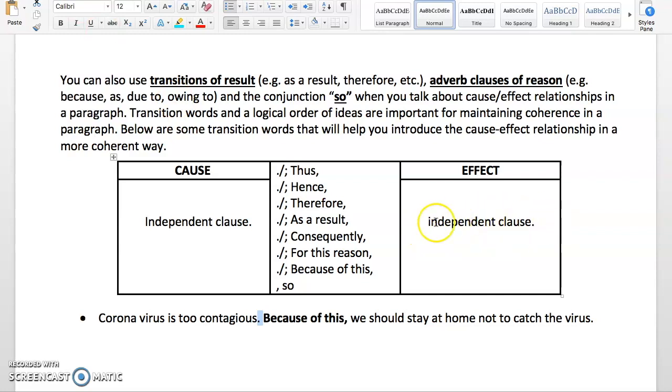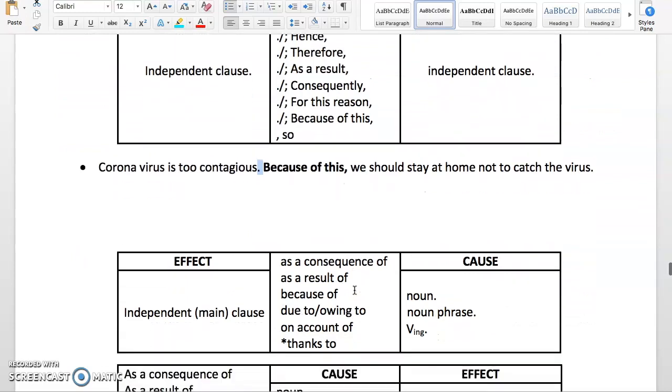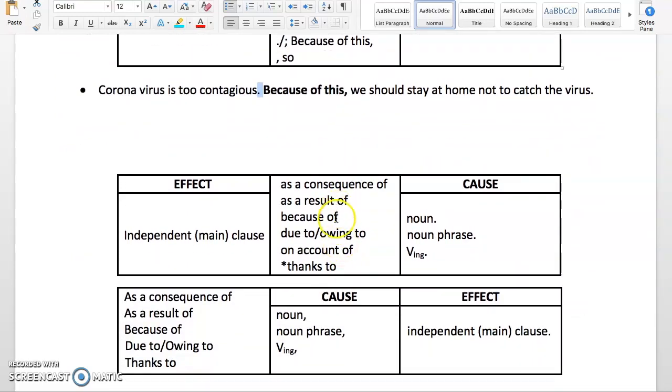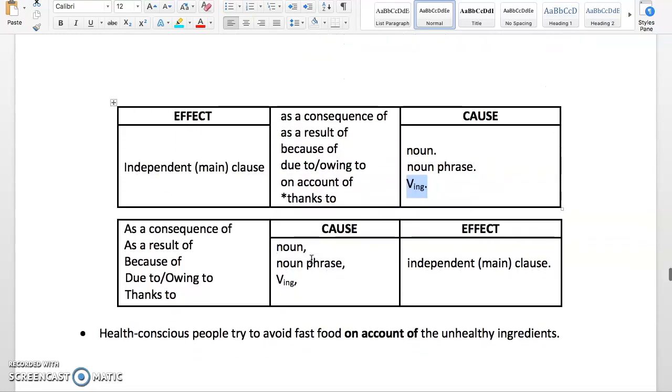We use full sentences after these structures here, but we also have these which have similar meanings, but then we use a noun phrase or verb ing structure after them. What are they? As a consequence of, as a result of, because of, due to, owing to, and thanks to. Let's have a look at the example sentence.